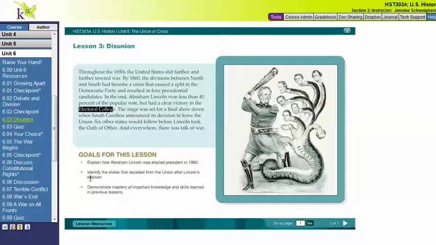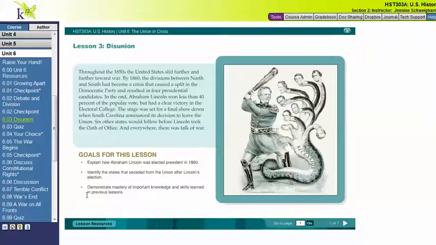The goals for the lesson are to explain how Abraham Lincoln was elected president in 1860, also to identify the states that seceded from the Union after Lincoln's election. Now, the word seceded means to leave or to break ties with. So, South Carolina was the first of the southern states to leave the Union, and eventually, those states that did leave the Union formed the Confederacy that would end up fighting the North during the Civil War.